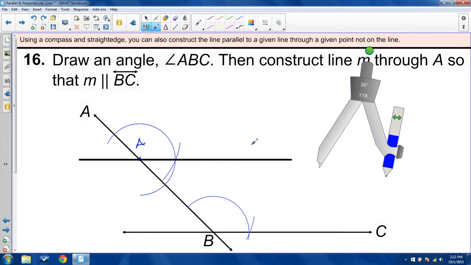That is line M. And line M is parallel to BC because these two angles here are congruent. This one and this one. And when corresponding angles are congruent, with the transversal cutting through those two lines, then those two lines are parallel. There you are.